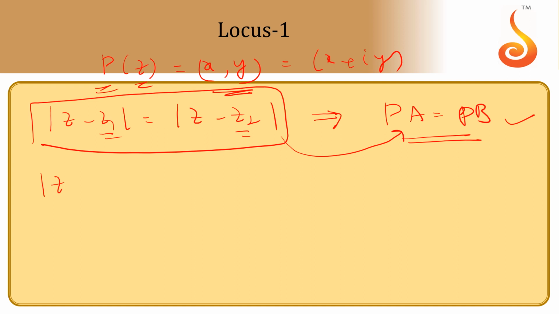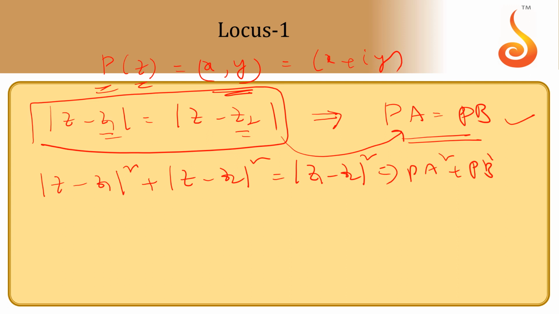Suppose I say mod of z minus z1 whole square plus mod of z minus z2 whole square equal to mod of z1 minus z2 whole square. So can I say it is PA square plus PB square equal to AB square? So AB is subtending 90 degrees at P. So the locus of P will be a circle with AB as diameter.